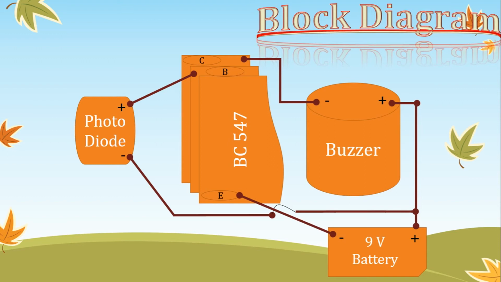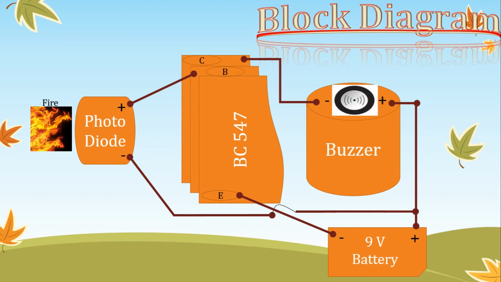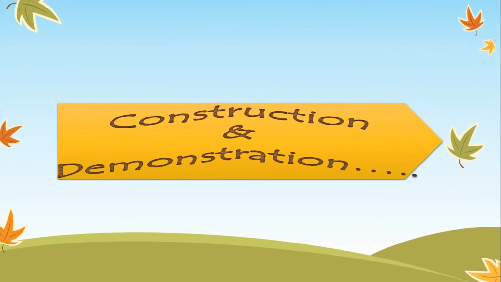The working of this project, in its simplest way, we can say: when fire catches, this will be identified or recognized by the photodiode, and the buzzer makes a sound to alert the people to indicate that a fire has caught. So the buzzer will make an alarm sound when a fire catches. So this is the working principle of this block diagram. Now we can move to the construction part and real-time demonstration part of this project.